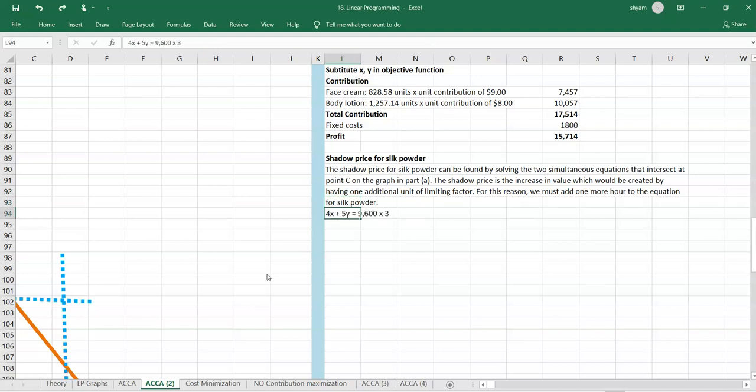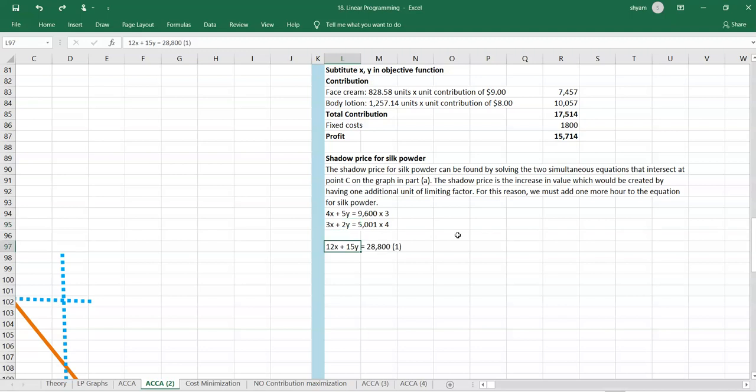This is the skilled labor formula, and this is the silk powder formula. We are trying to cancel out the x first. So we are multiplying the first equation by 3 and the second equation by 4. But if you look here, this is the skilled labor formula. This is silk powder. Silk powder we are increasing by 1 gram. 5000 grams we are just adding 1 more gram. This is where the shadow price will differ. For 1 more additional gram, we are trying to find out what the new contribution is.